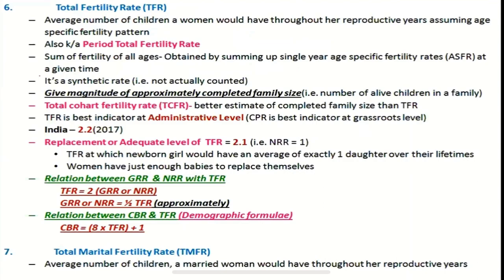total fertility rate. The total fertility rate represents the average number of children a woman would have if she were to pass through her reproductive years bearing children at the same rates as the women now in each age group. So we see that here.